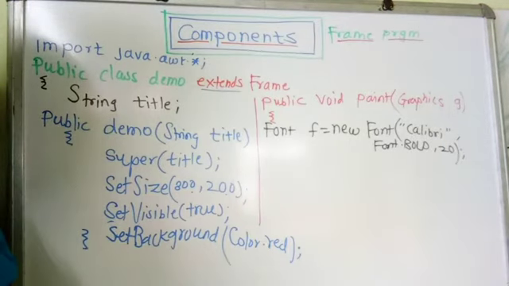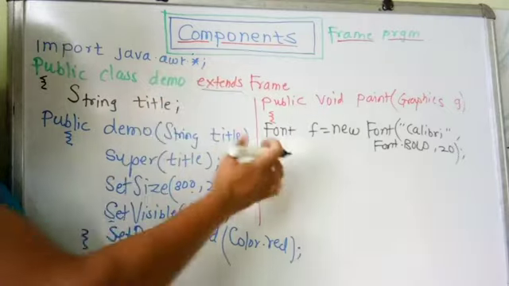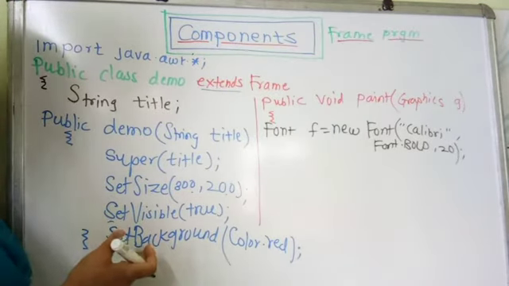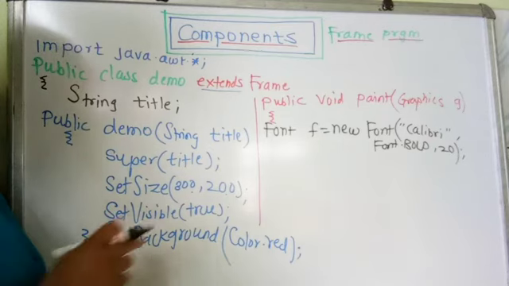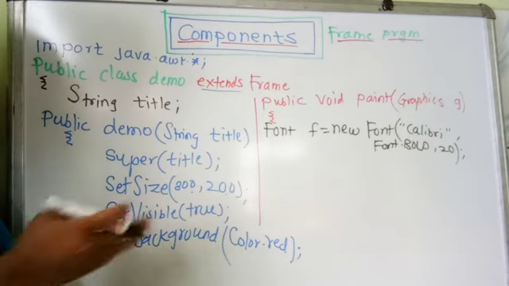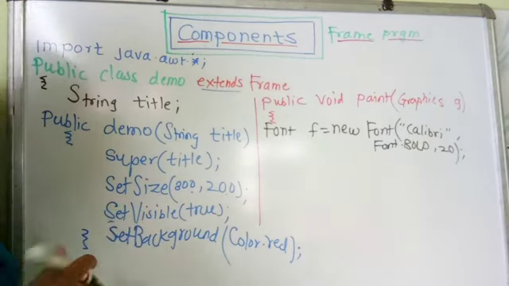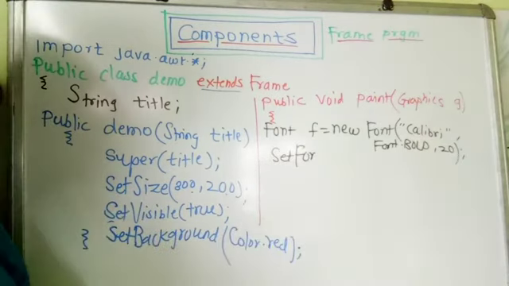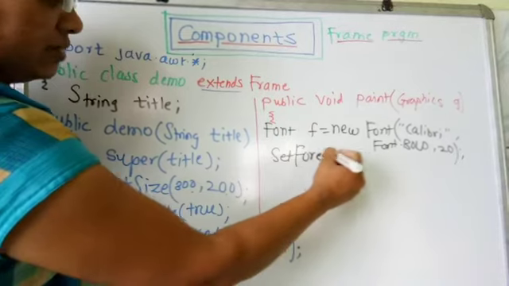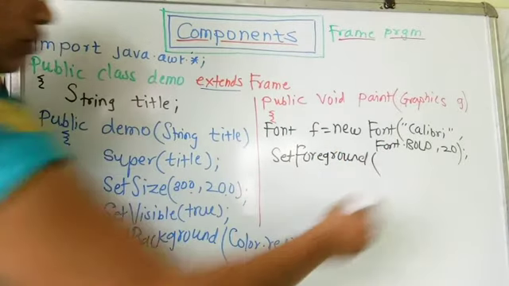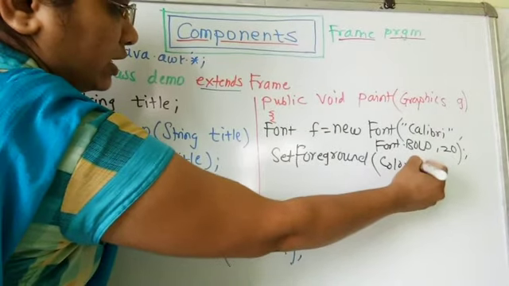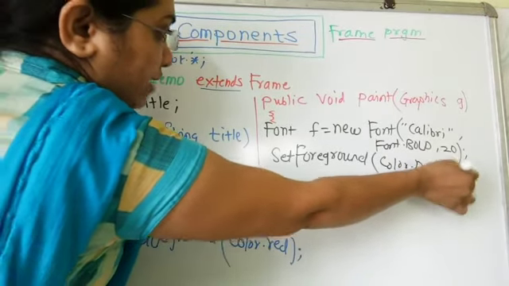Now here we can also set the background for this font, means for this graphics purpose. Means here it is the background. We can set the foreground, means the front end mechanism will be displayed by this method. So like the background, it is having the set foreground method. In brackets simply give the color, that is Color dot orange for example. Okay, you can take your own.